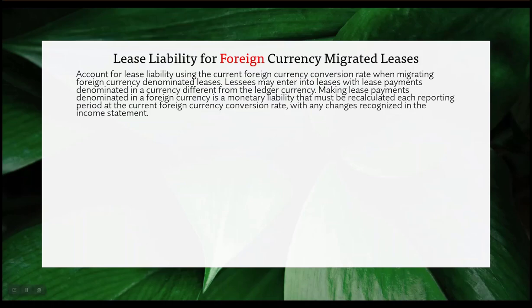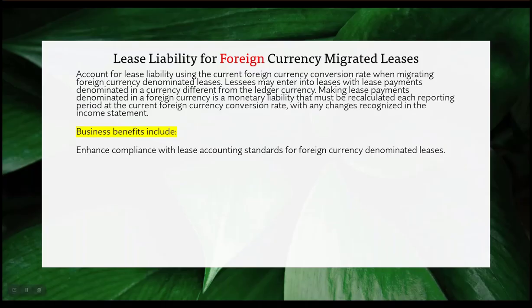Lease payments denominated in foreign currency are a monetary liability that must be recalculated each reporting period at the current foreign currency conversion rate, with any changes recognized in the income statement. Lease liability for foreign currency is accounted in ledger currency using currency conversion rates as of the amortization start date, instead of the historical right of use asset conversion rate.